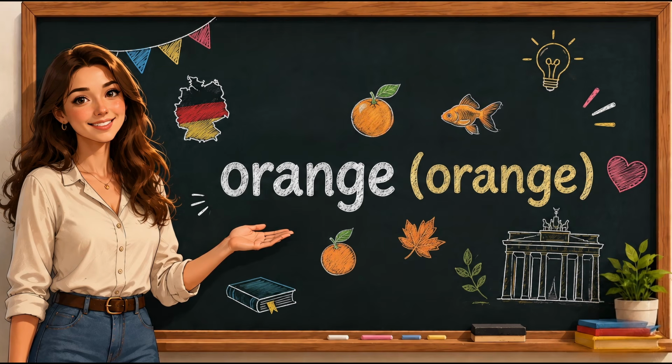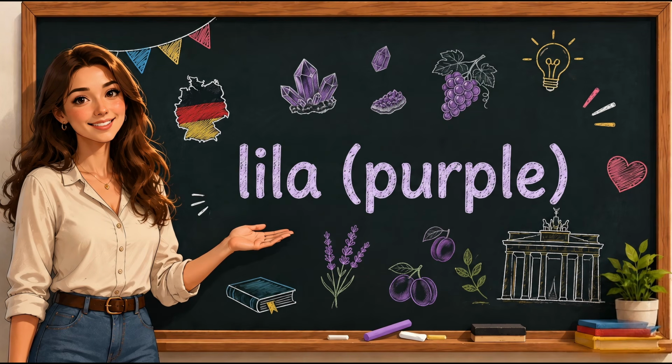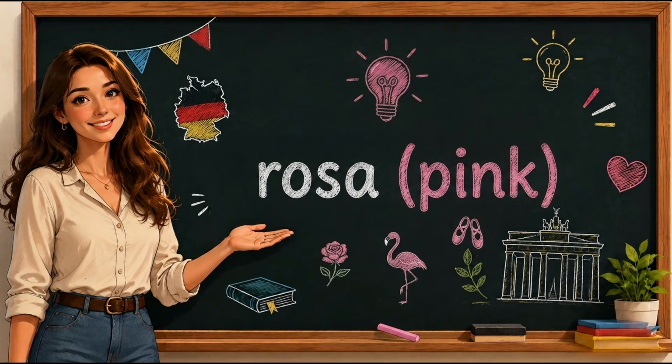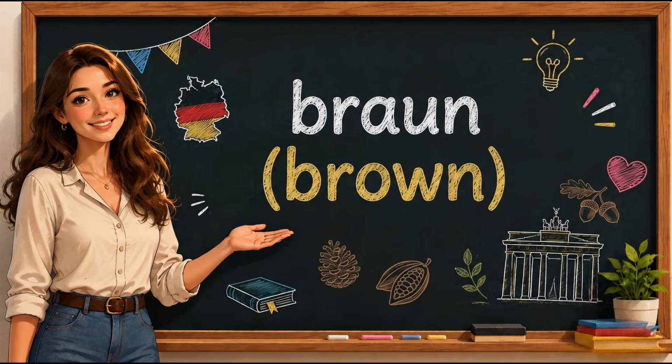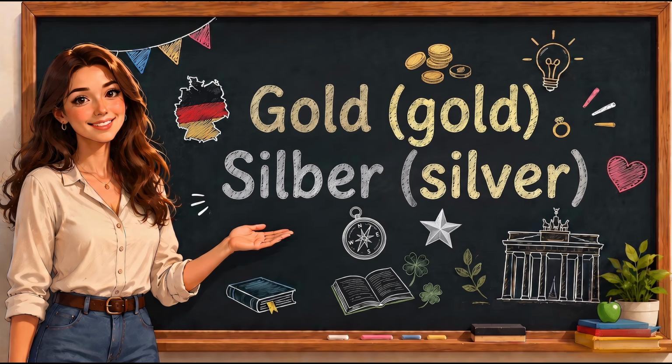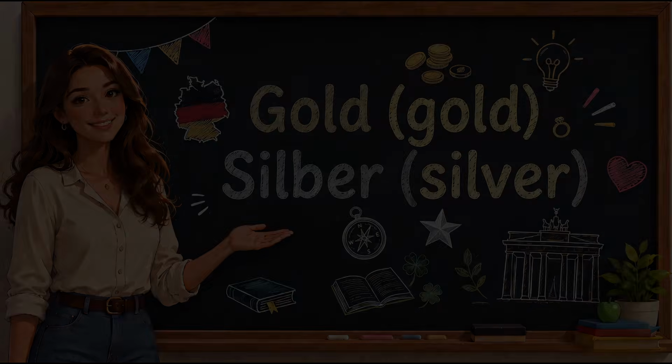Orange is orange. Lila means purple. Rosa means pink. Grau is gray. Braun is the same as in English. Gold is also the same as in English. And lastly, Silber means silver.